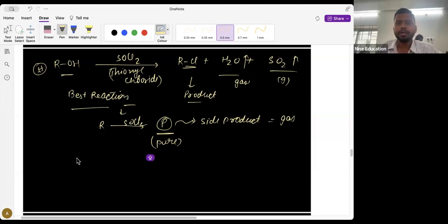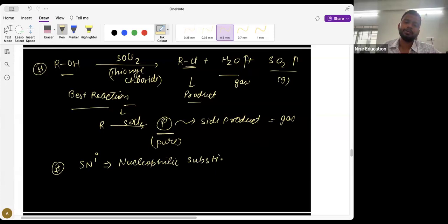And the mechanism of this reaction, here only write beta, the mechanism of this reaction is SNi reaction. इसको कहते हैं nucleophilic substitution internal.